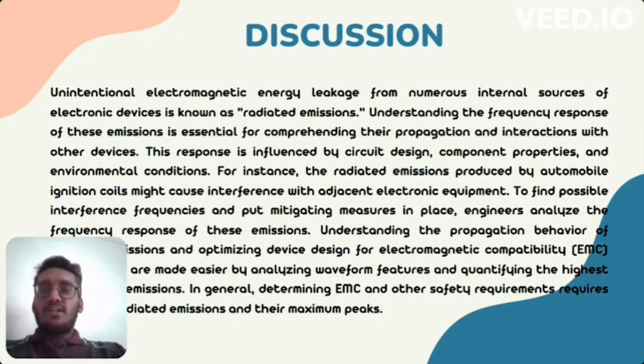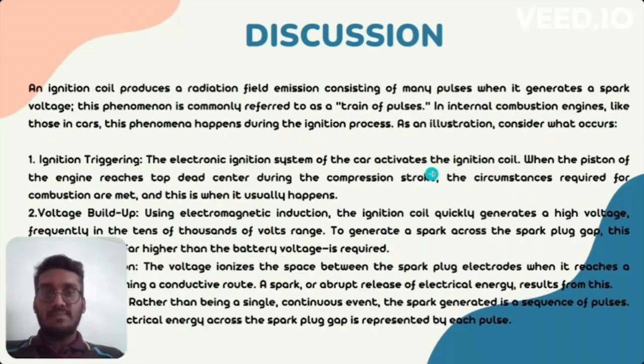To find possible interference frequencies and put mitigating measures in place, engineers analyze the frequency response of these emissions. Understanding the propagation behavior of radiated emissions and optimizing device design for electromagnetic compatibility, which is EMC performance, are made easier by analyzing waveform features and quantifying the highest peak of the emissions. In general, determining EMC and other safety requirements requires examining radiated emissions and their maximum peaks.